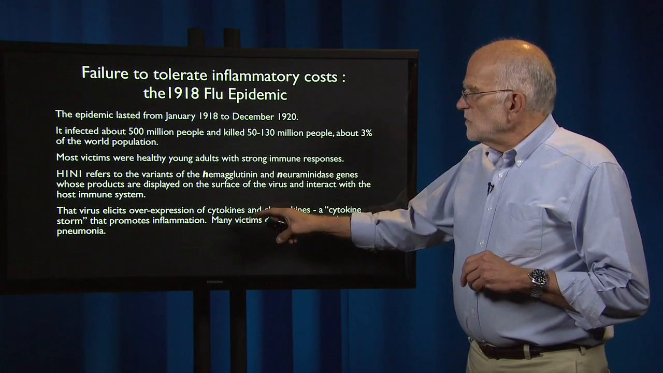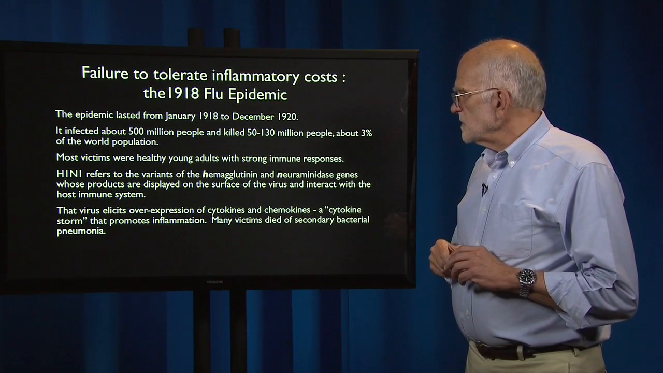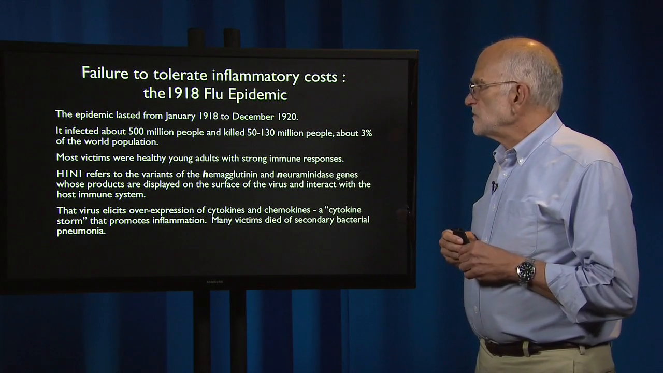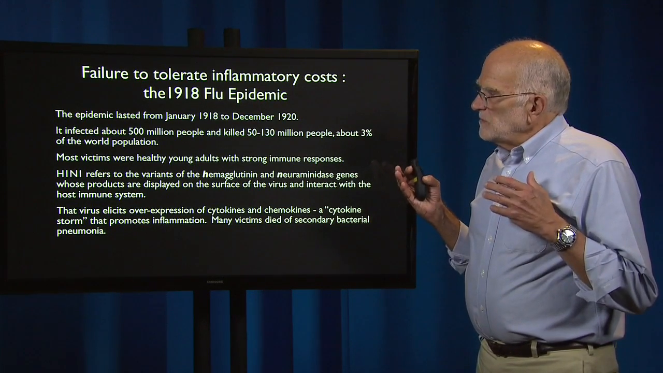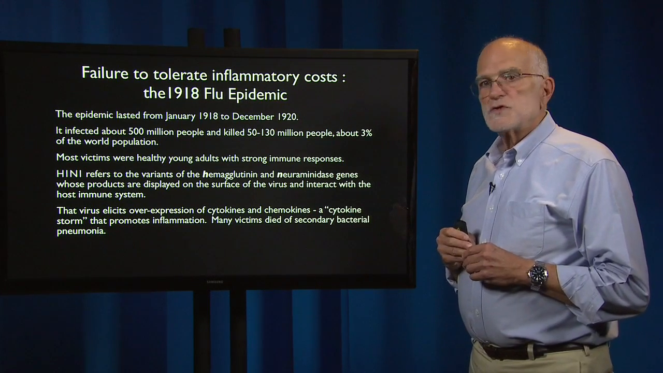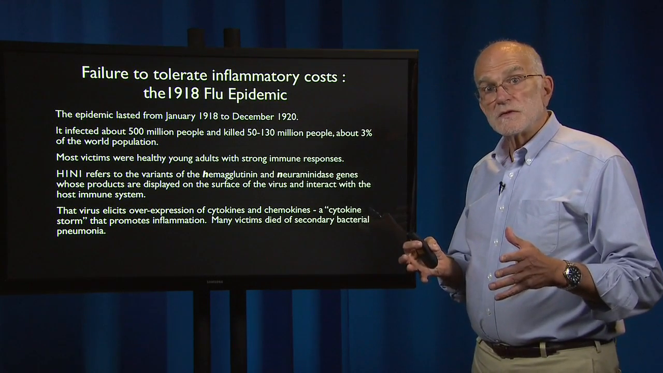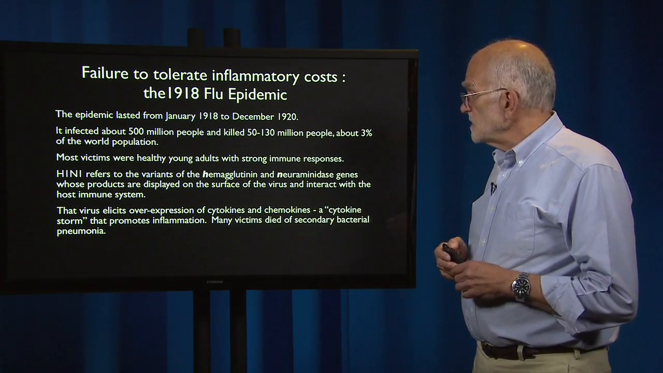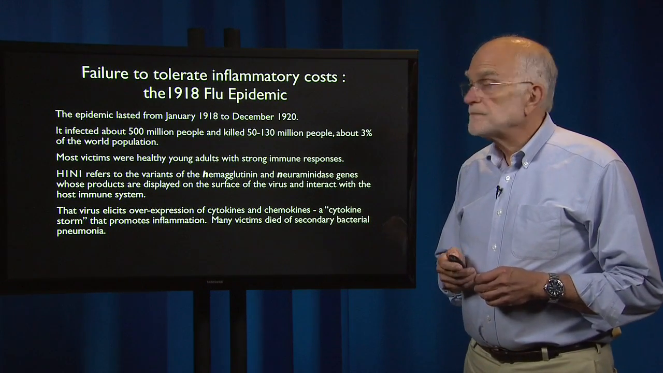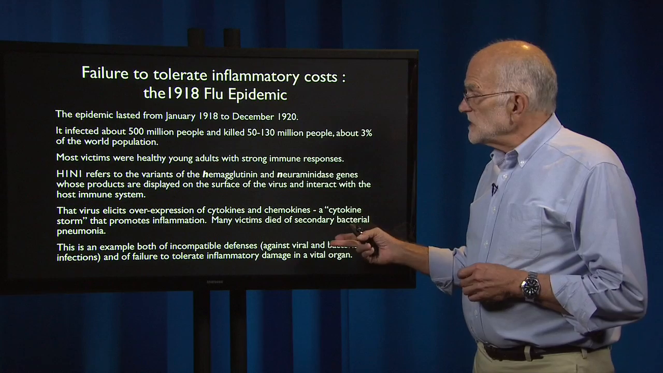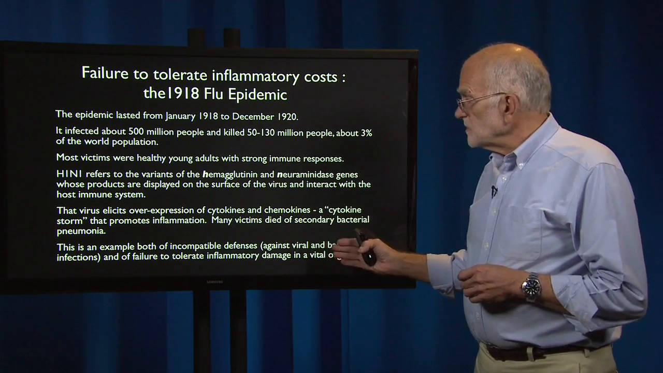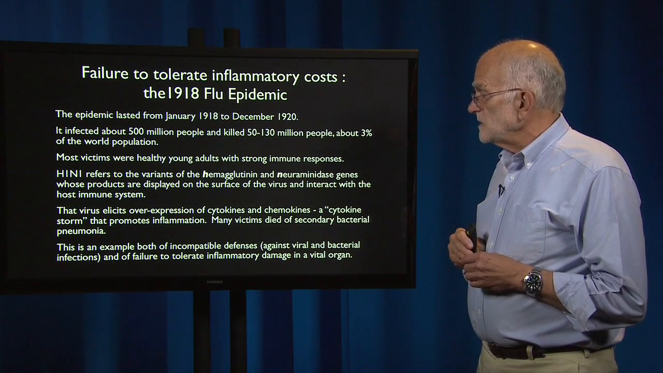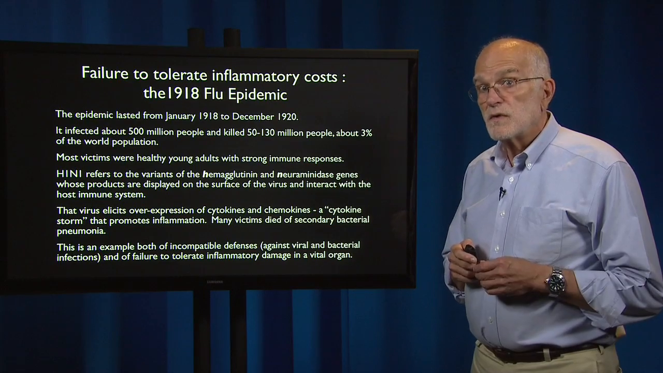The virus elicits overexpression of cytokines and chemokines. It triggers what's called a cytokine storm that promotes inflammation. People experiencing the cytokine storm most strongly were the ones with the healthiest immune systems that could react the most strongly. Their lungs filled with fluid, and many victims then died of secondary bacterial pneumonia. So this is an example both of incompatible defenses against viral and bacterial infections and of failure to tolerate inflammatory damage in a vital organ, the lung.